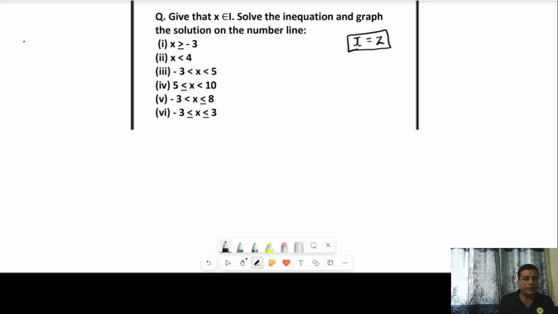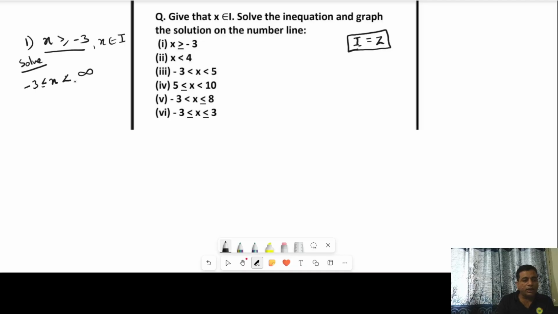Now here, first inequality is x greater than or equal to minus 3, and x is an integer. So x greater than or equal to minus 3 means the minimum integral value of x is minus 3. But it's the minimum value, so the maximum value goes up to infinity.